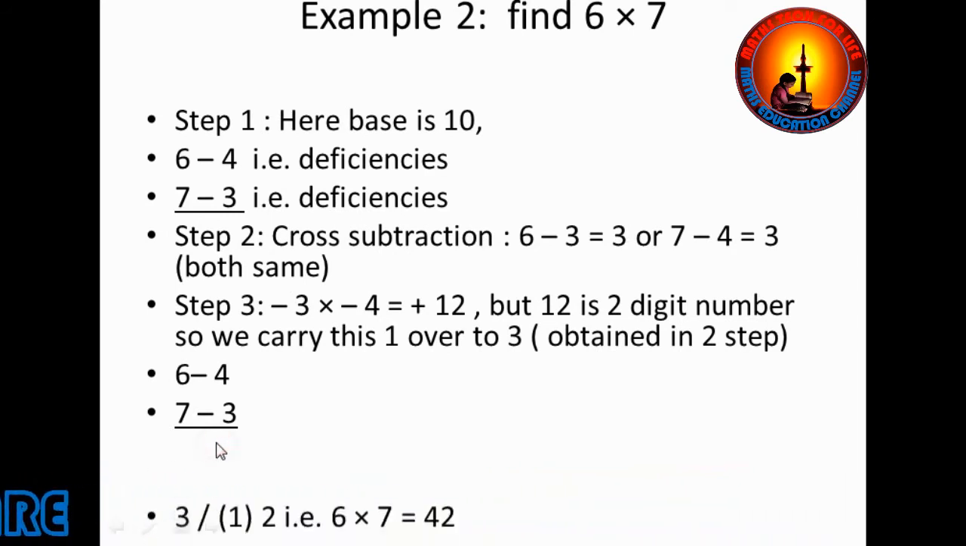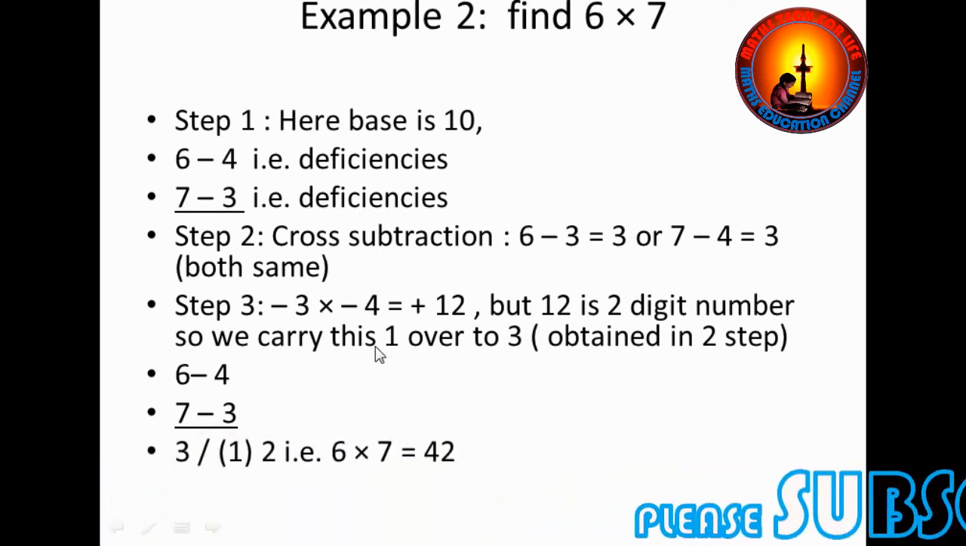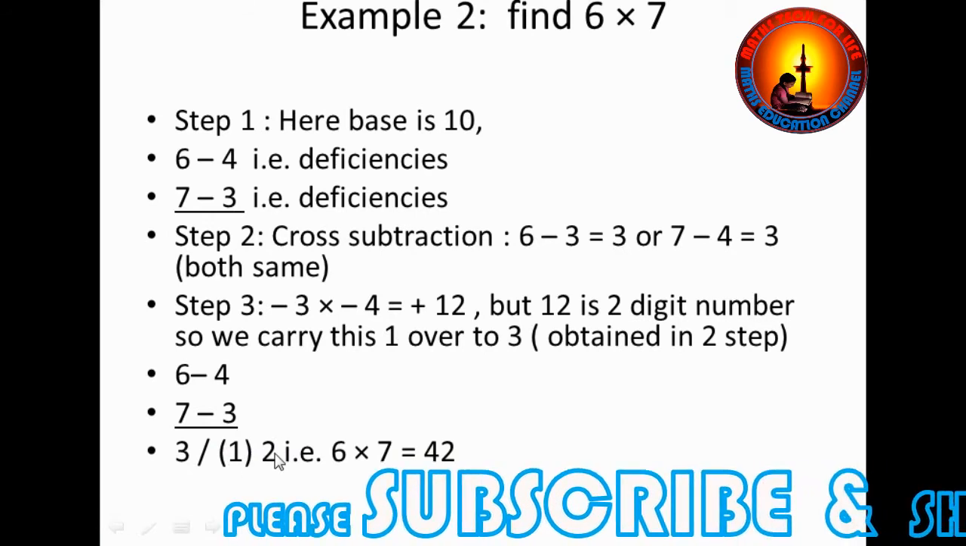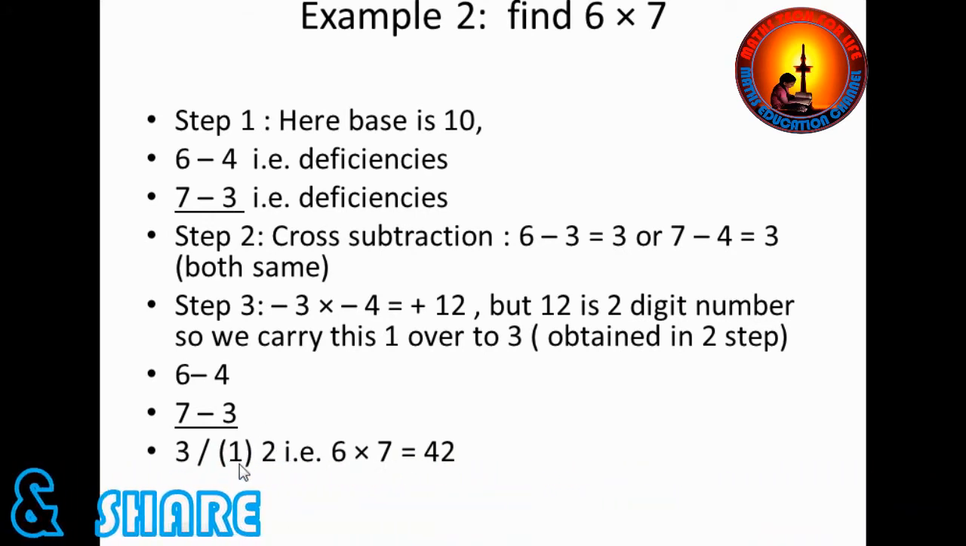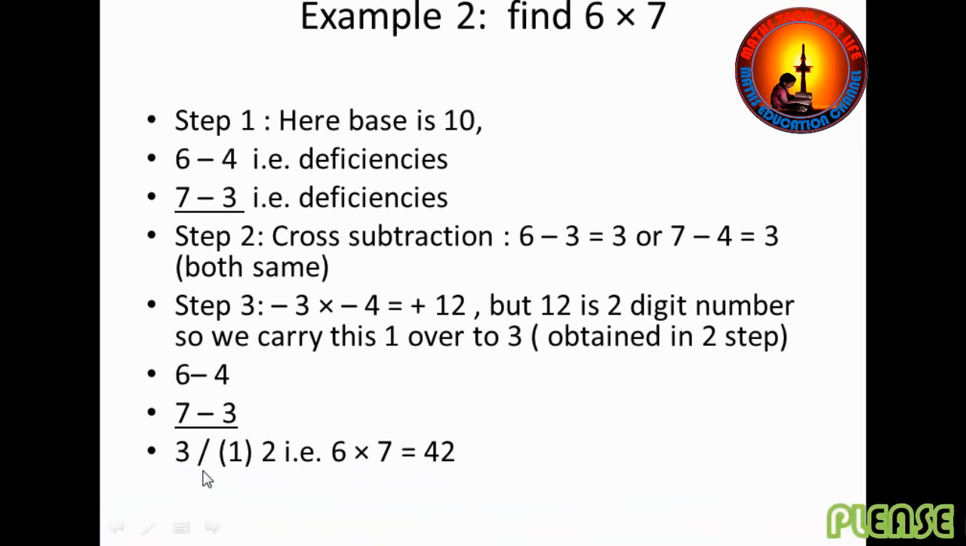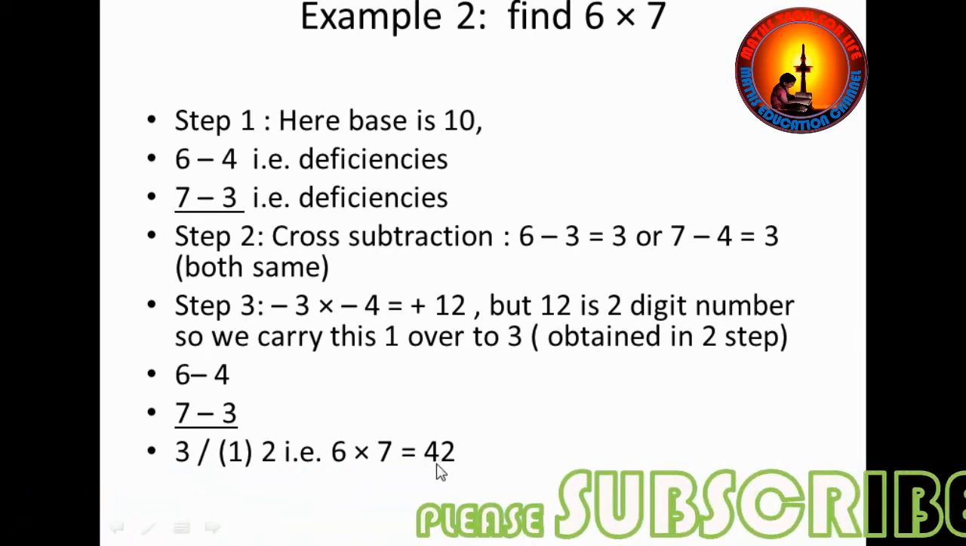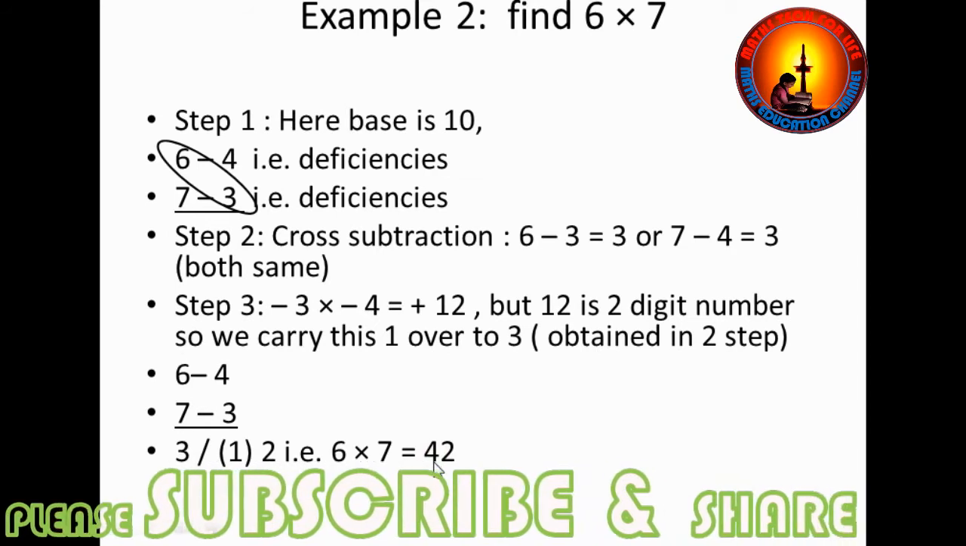Then the next, multiplying, you will get 12. So we want to write this number only, but this number we have to add up with this number. It is 3 plus 1, you will get 4. So our answer is 42.